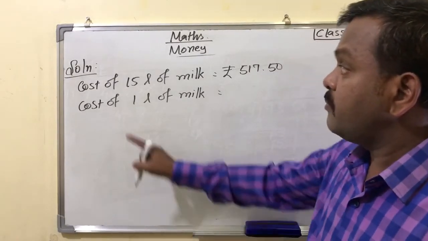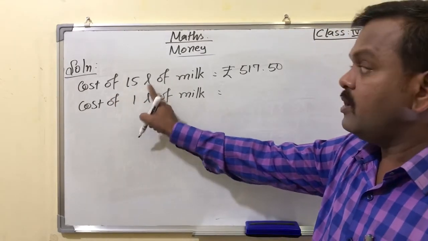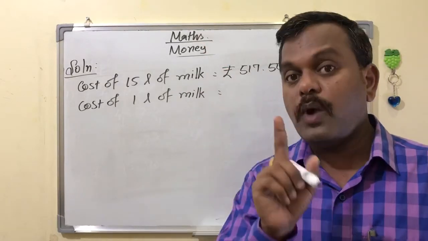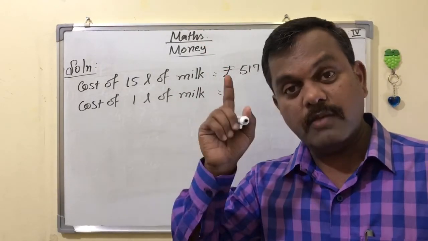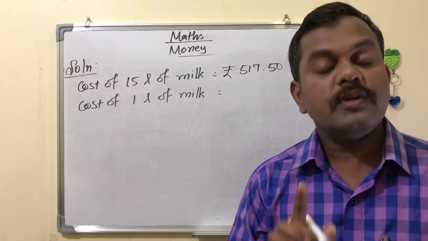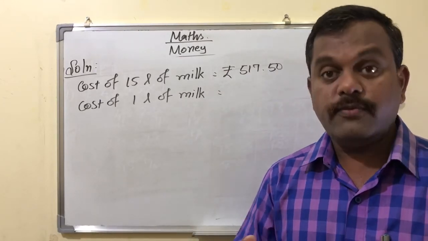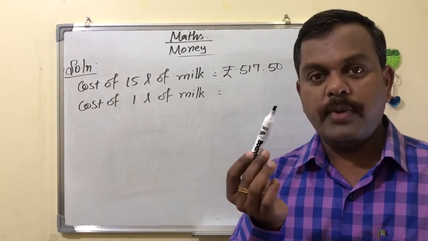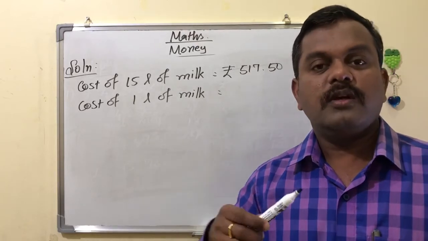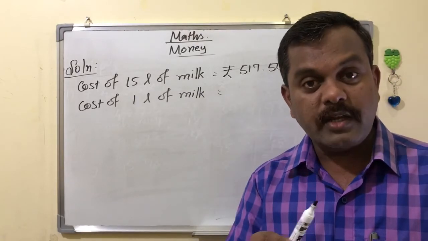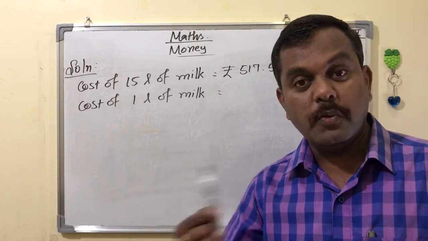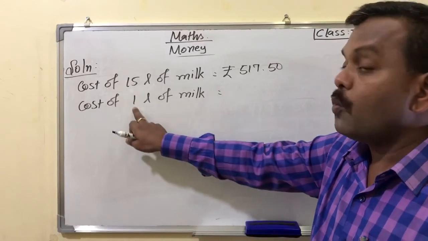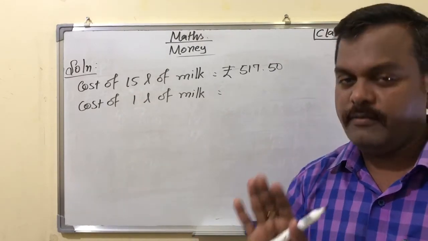Okay, here check cost of 15 liters given. Cost of 1 liter is the question. Maximum numbers given, 1 is the question. So maximum given, 1 is the question means we have to divide. If one given, maximum is the question, means we have to multiply. Okay, cost of 1 pen is 10 rupees. What is the cost of 7 pens? One given, 7 is the question. One given, more is the question, means we can multiply. But here more given, maximum given, 1 is the question. So we have to divide.